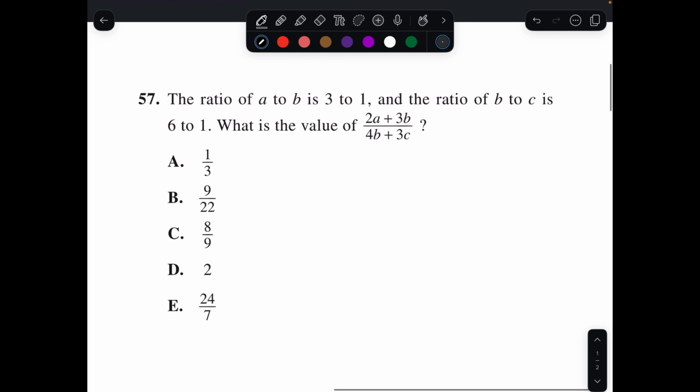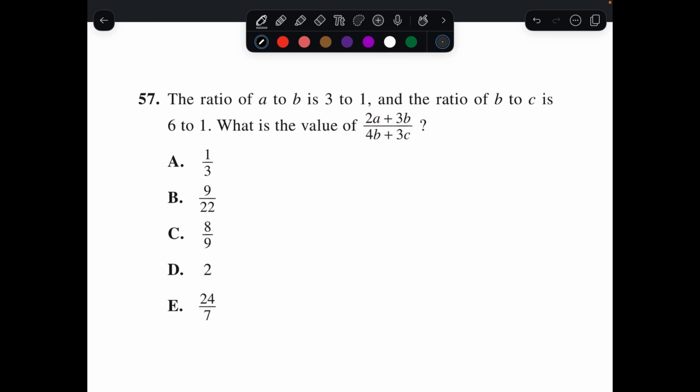On to question 57. Question 57 says the ratio of A to B is 3 to 1, and the ratio of B to C is 6 to 1. And it asks us what is the value of 2A plus 3B over 4B plus 3B. So notice, we have 2 separate ratio groups, right? A to B is 3 to 1, and the ratio of B to C is 6 to 1. In both ratios, B is common, right?